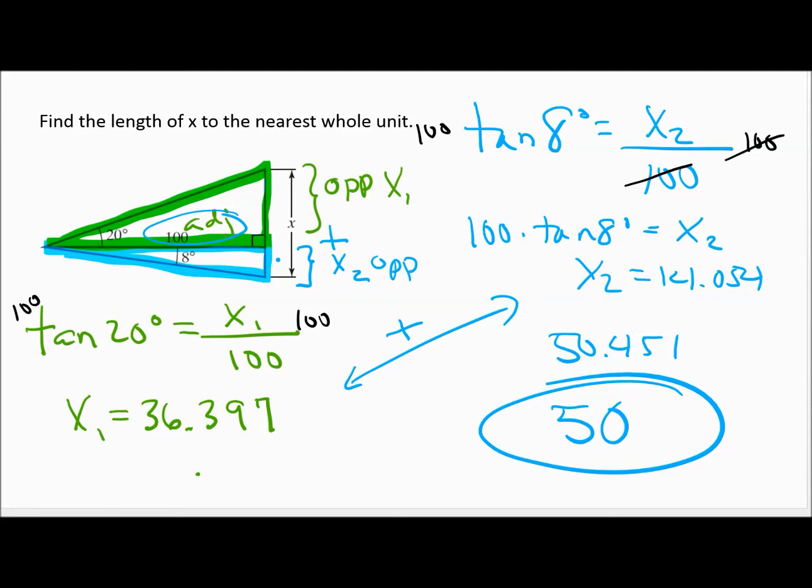You're not always adding. Sometimes you're subtracting. Sometimes you're setting up a ratio. So let's continue on and see what other kind of problem we can find.